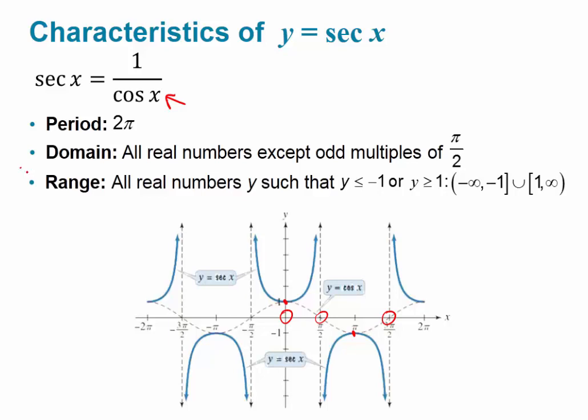And just like before, the range is all real numbers, except we have to exclude those values between 1 and -1. So we could say it this way: less than or equal to -1, greater than or equal to 1, or with our notation, negative infinity to -1, including the -1, and then 1 off to positive infinity.